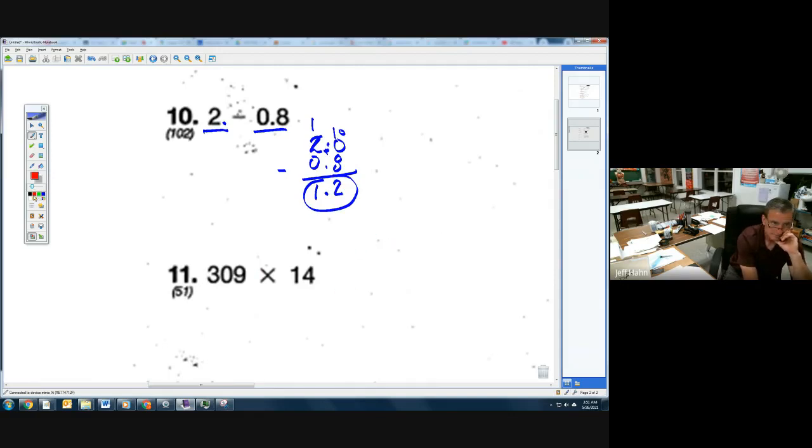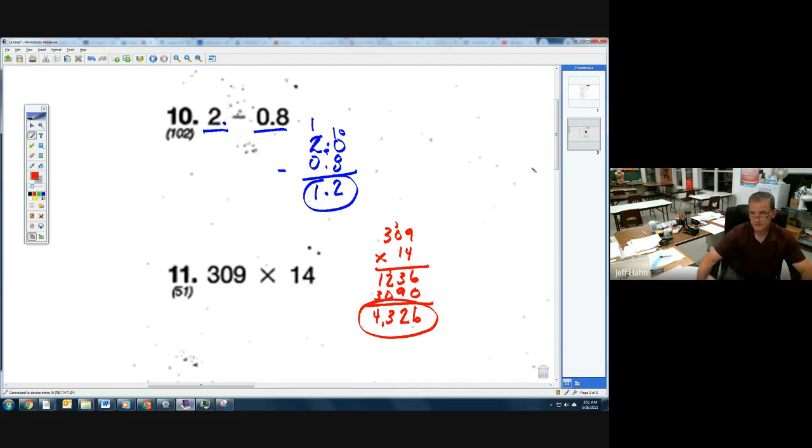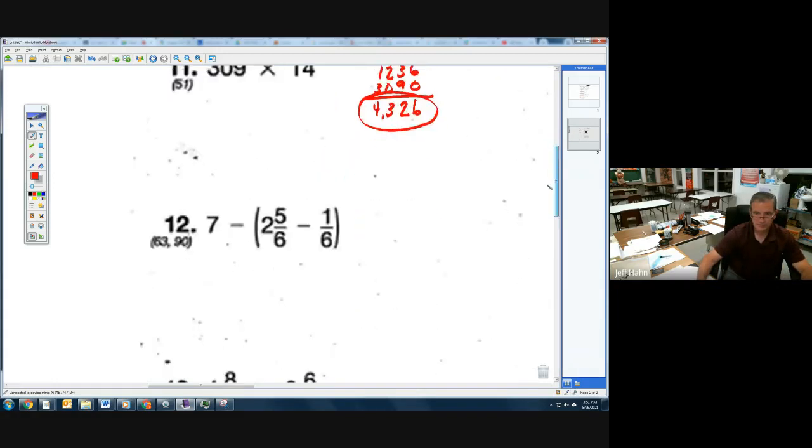Number 11, we are simply doing a multiplication problem. 309 times 14. 4 times 9 is 36. Carry the 3. 4 times 0 plus 3 is 3, and 4 times 3 is 12. Get to that second number, which is in the tens place, you have to drop the 0 down. 1 times 9, 1 times 0, 1 times 3. Add them all together. Okay. Looks like 4,326.